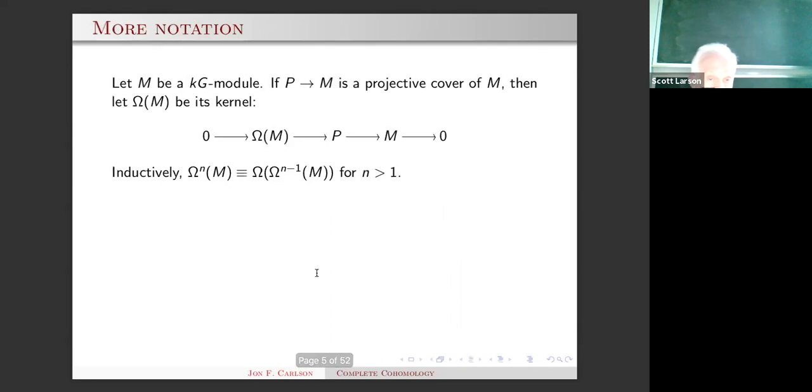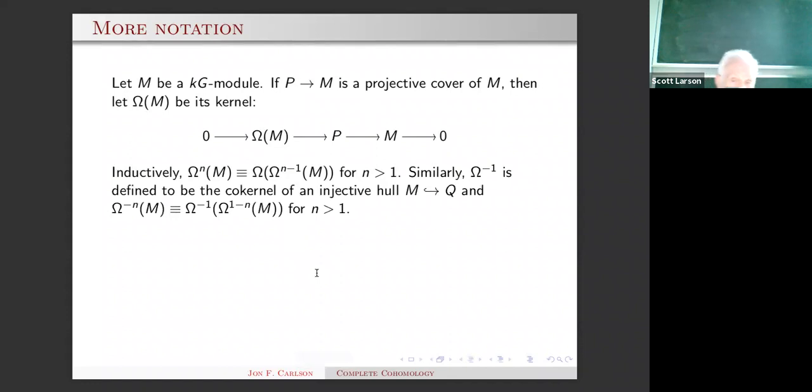Okay. Need a little bit of notation here. If we let M be a KG module and take the projective cover of M, capital P, then I want omega of M to be its kernel. Inductively, we can define omega to the nth power, where we just repeat this n times. So omega to the nth power is omega of omega to the n minus first power of M, for all n greater than 1.